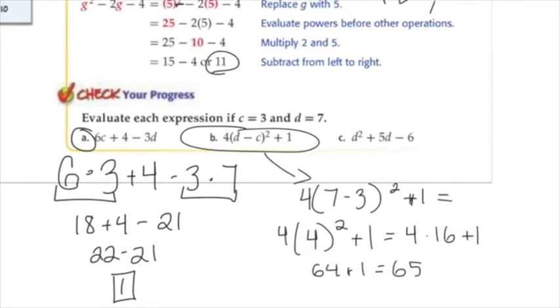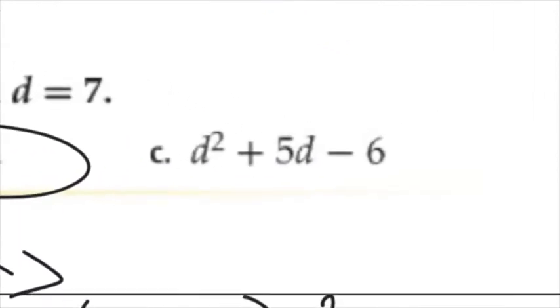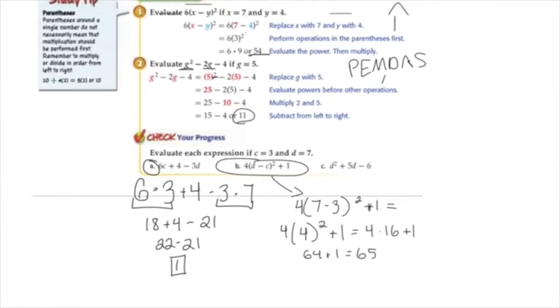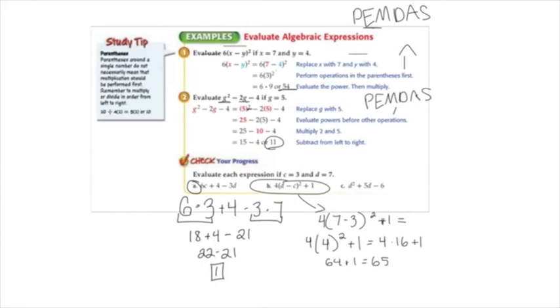If you feel like you need another example, go ahead and do C on your own. And so we got d squared plus 5d minus 6. Go ahead and pause and do that one if you feel like you need a little more help.